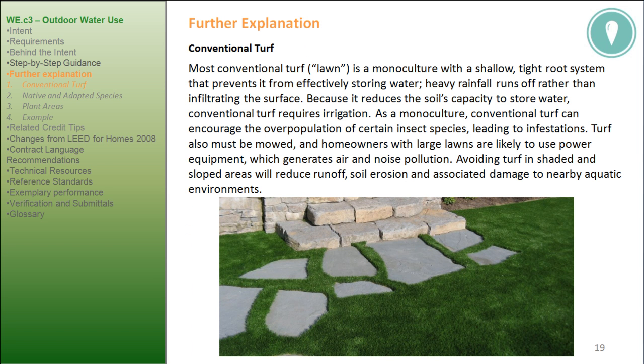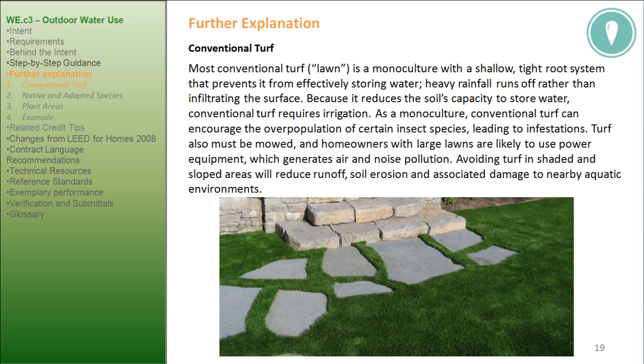Conventional turf. Most conventional turf, lawn, is a monoculture with a shallow, tight root system that prevents it from effectively storing water. Heavy rainfall runs off rather than infiltrating the surface. Because it reduces the soil's capacity to store water, conventional turf requires irrigation. As a monoculture, conventional turf can encourage the overpopulation of certain insect species, leading to infestations.